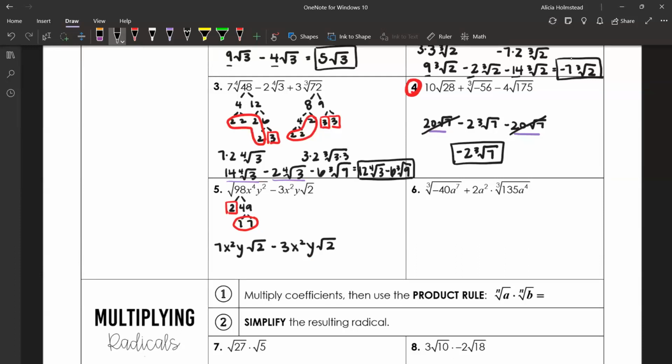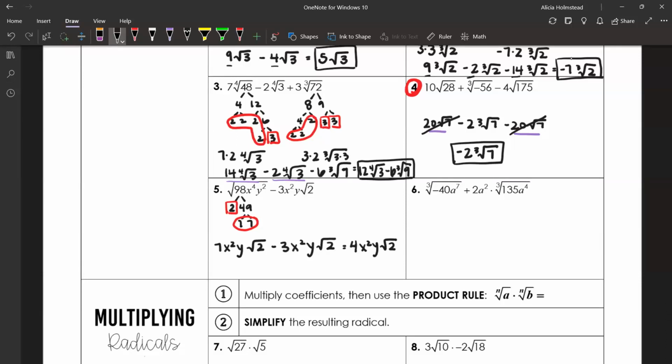Okay. So looking at our radicals, we've got the same index and the same radicand. What's important here is you also actually have to have the same variables out front. Fortunately for us, we do. So we can combine our coefficients. So 7 minus 3 is 4. So we get 4x squared y square root 2.